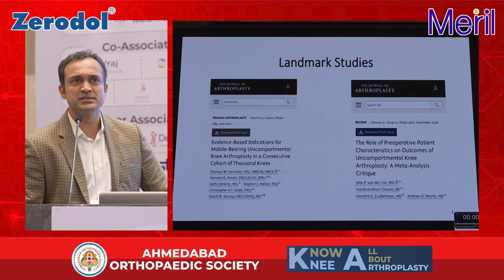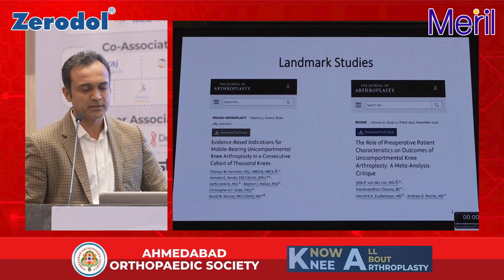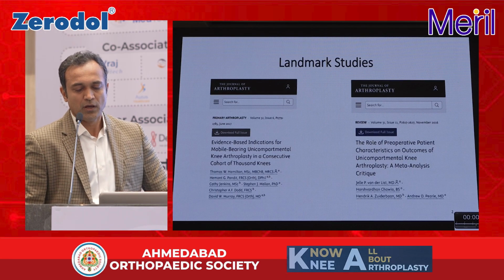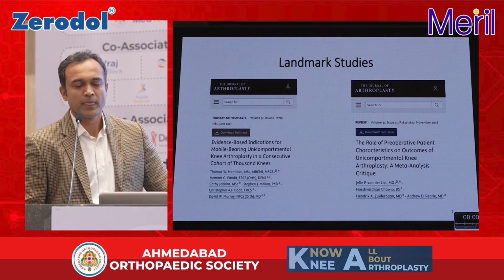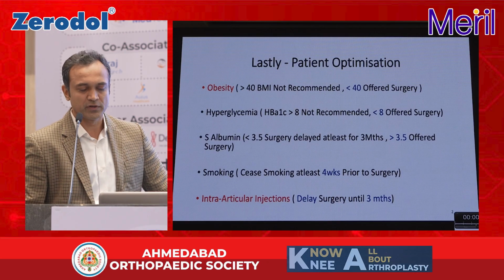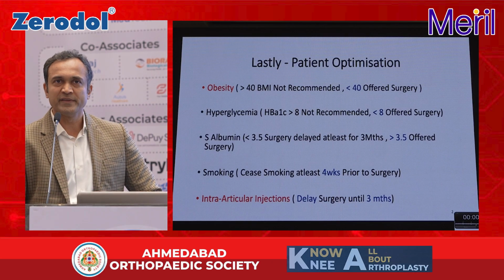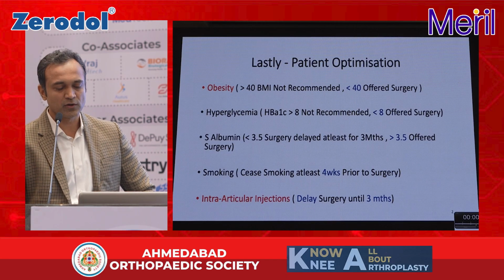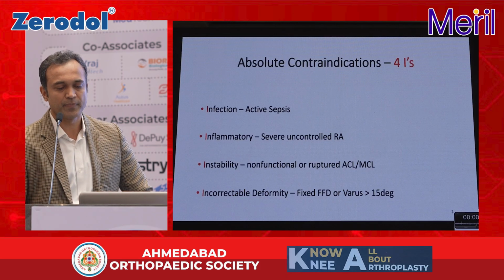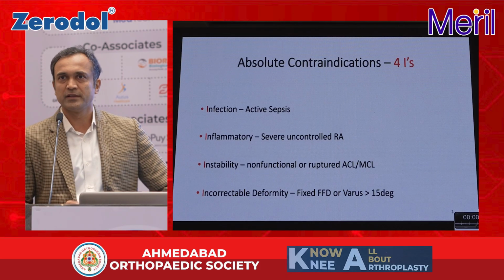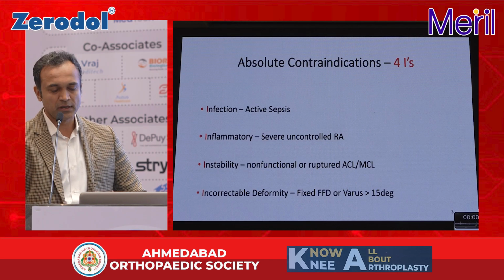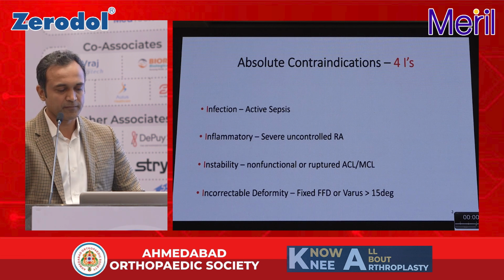These are the two landmark studies on which the current philosophies are based. One was by Hamilton, published in 2016, and the other was Vanderlist et al., published in 2017. Both studies confirm that with all the indications, if UKR is offered, the outcomes are favorable. Lastly, patient optimization is important, and obesity with BMI more than 40 is considered a contraindication. If the patient has received an intra-articular injection, they need to delay the surgery for at least 3 months. There are 4 absolute contraindications for UKA: active sepsis, severe uncontrolled RA, non-functional or ruptured ligament, and fixed flexion deformity or varus deformity.